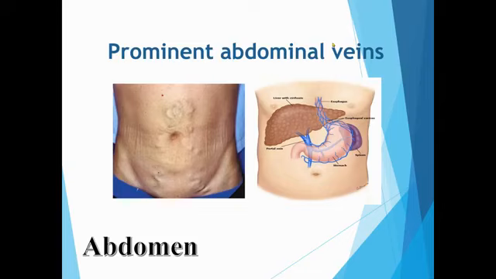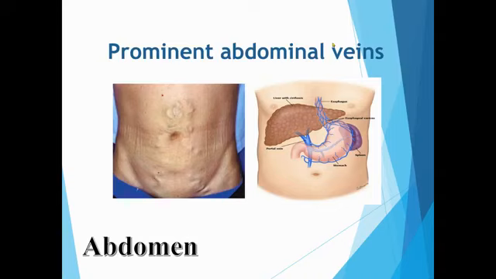Now, if you examine the abdomen of the patient, on inspection you'll find that there are some engorged veins in the abdominal wall. These are the collaterals. They have developed due to portal hypertension. There is a rise in portal pressure in the portal vessels, so they have developed collaterals to pass the blood to the systemic circulation.